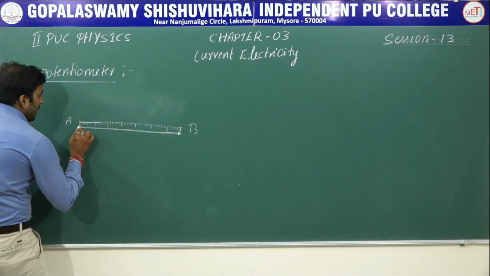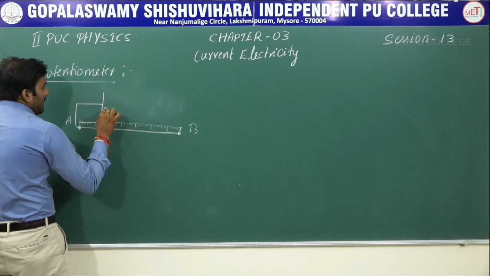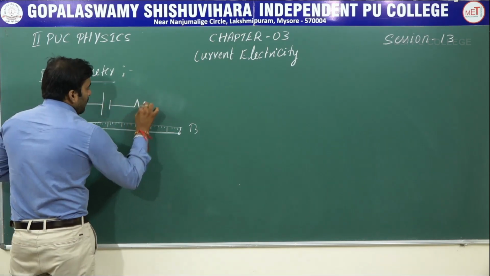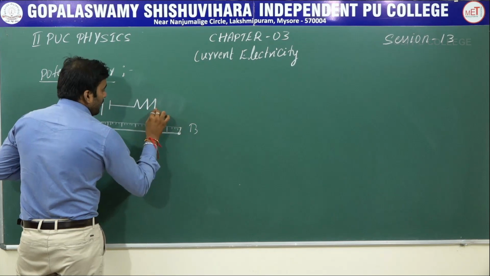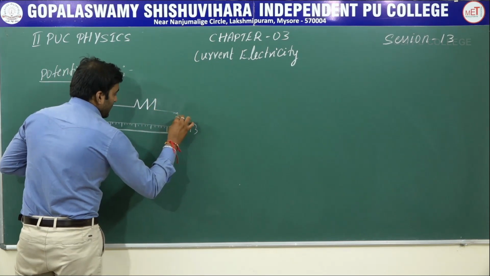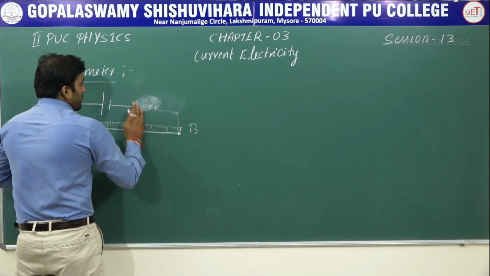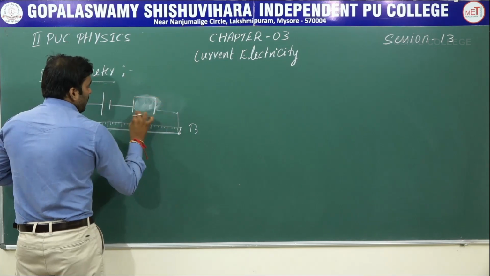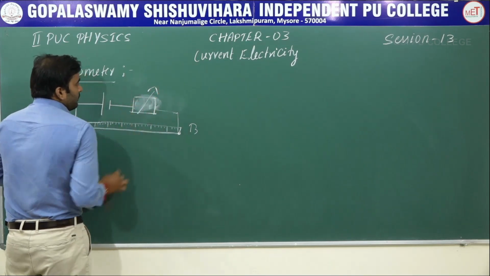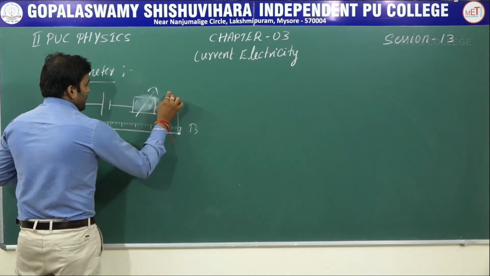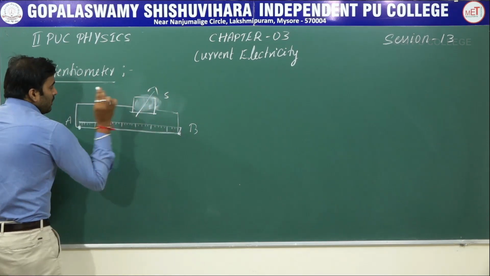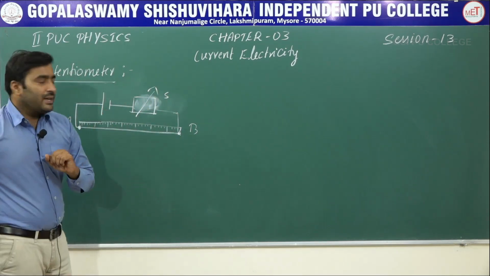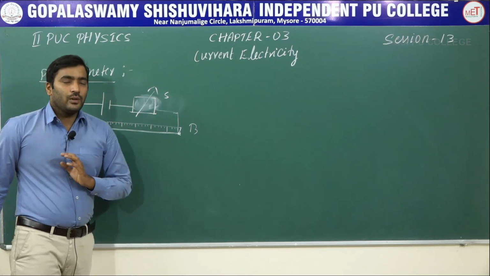This is connected to a primary circuit with a variable resistor here, or sometimes we can use a standard resistance box. This forms the primary circuit of a potentiometer.